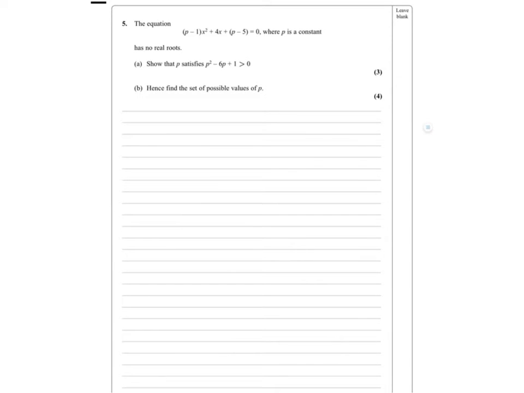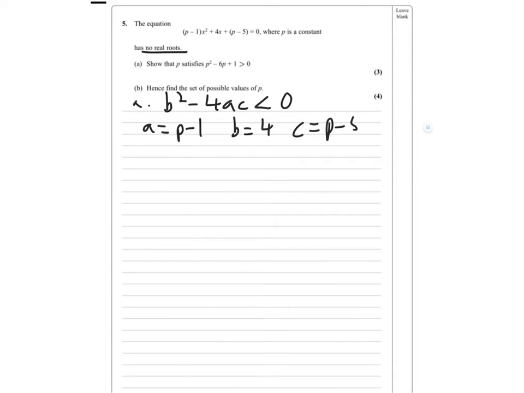Right, okay, now in order to have no real roots, for part A we've got to find out whether b squared minus 4ac is less than 0, because you can't square root a negative, at least not yet, you can't anyway. So if a equals p minus 1, b equals 4, and c equals p minus 5, throw that into this formula here, the b squared minus 4ac, and rearrange it, and that is the answer you're looking for.